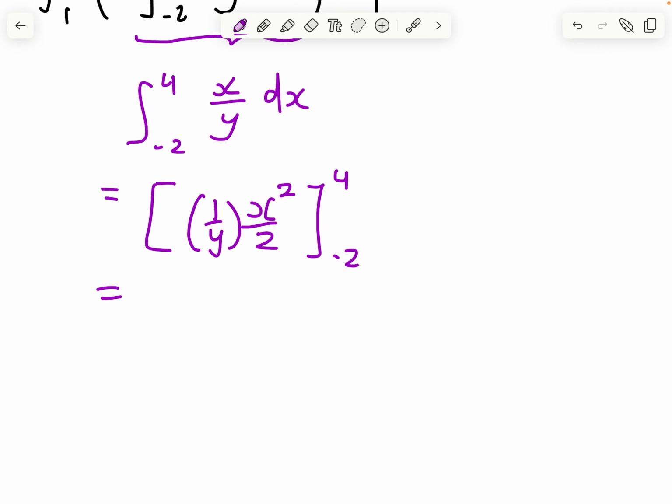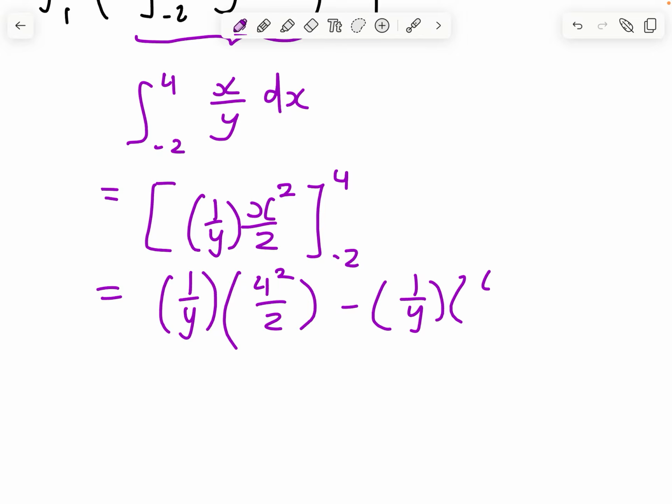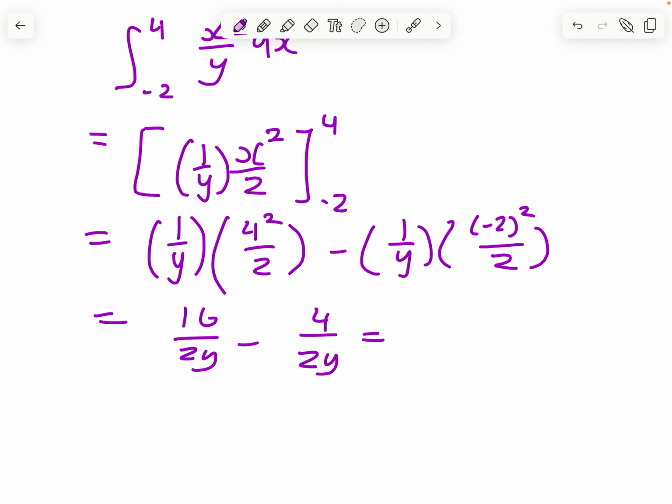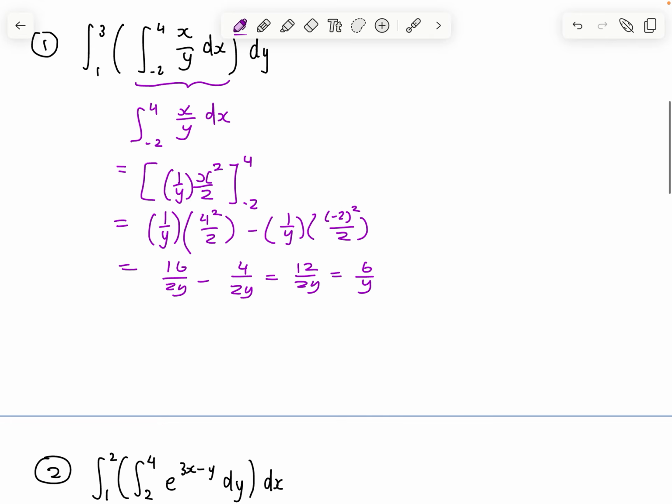Remember that we are integrating with respect to x, so that means these bounds would be plugged into x, and y would just remain as y. So if I were to do that, then we have x, which is 4 squared over 2, minus 1 over y times -2 squared over 2. So if I were to simplify this, this would be 16 minus 4 over 2y. And if we were to simplify this even further, we get 12 over 2y, which is also the same as 6 over y. So now that we have that, we have our first part that is already done.